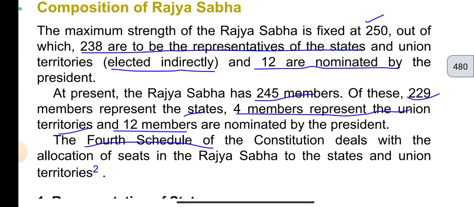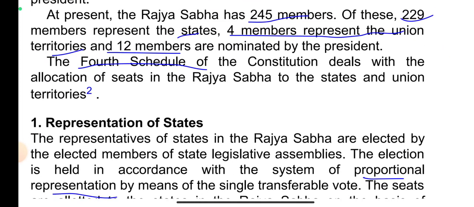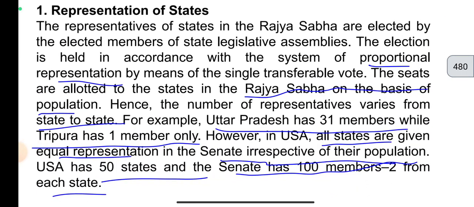Composition of Rajya Sabha. The maximum strength of the Rajya Sabha is fixed at 250, out of which 238 are to be the representatives of the states and union territories elected indirectly, and 12 are nominated by the President. At present, the Rajya Sabha has 245 members. Of these, 229 members represent the states, 4 members represent the union territories, and 12 members are nominated by the President. The fourth schedule of the Constitution deals with the allocation of seats in the Rajya Sabha to the states and union territories. Representation of states.